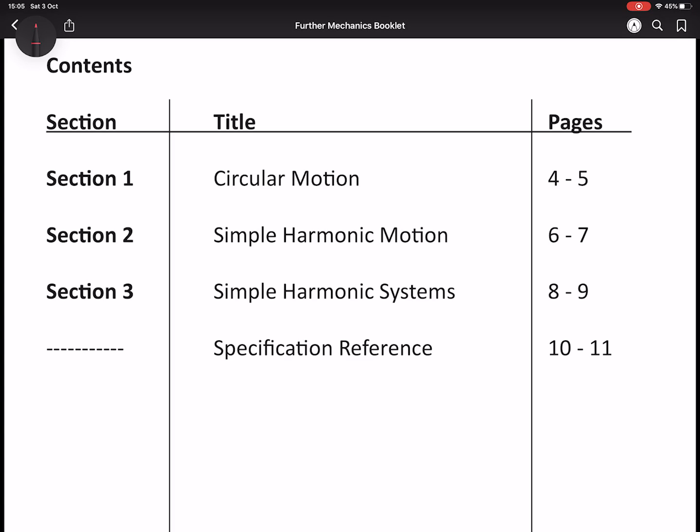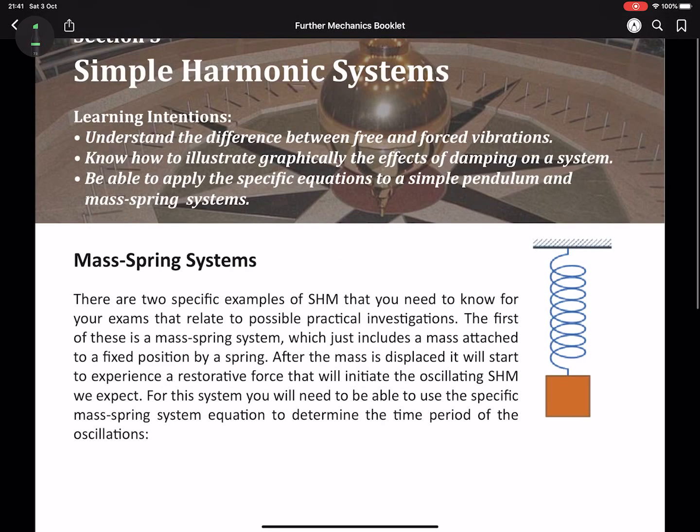In this video, we'll be looking at the final section of the Further Mechanics booklet, Simple Harmonic Systems. Now this takes our idea of simple harmonic motion from the previous session and applies it to some specific scenarios. So everything covered in the previous video is still applicable. But what we do is look specifically at two examples that are very practical oriented and linked to practicals that you're expected to do.